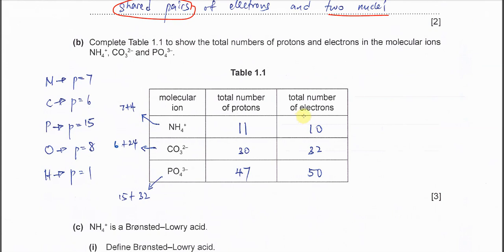Part B, just complete the table for ammonium, carbonate and phosphate. First, you need to calculate the proton number. For ammonium it is 7 plus 4, so you get 11. Because it's a cation, it has one electron fewer, so the total number of electrons is 10. This one is 1 mark. For carbonate, it's 6 plus 24, so the proton number is 30. The 2 negative charge means it gains 2 electrons, so 30 plus 2 becomes 32, 1 mark. Phosphate: 15 plus 32, so you get 47. Because it's 3 negative, it gains 3 electrons, so that's why it's 50, 1 mark.